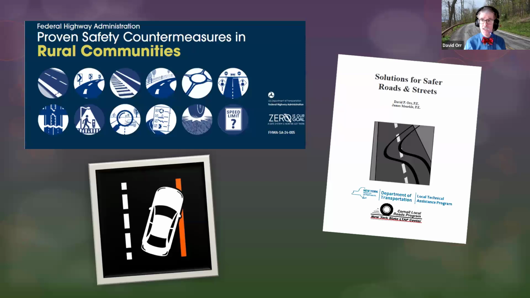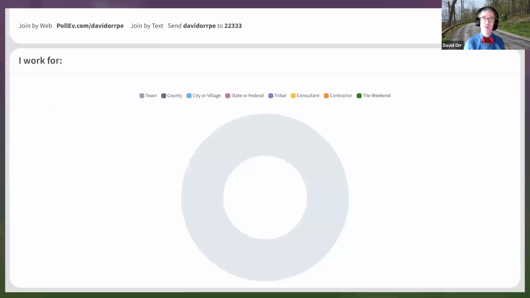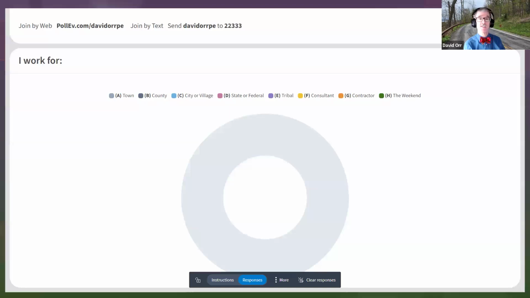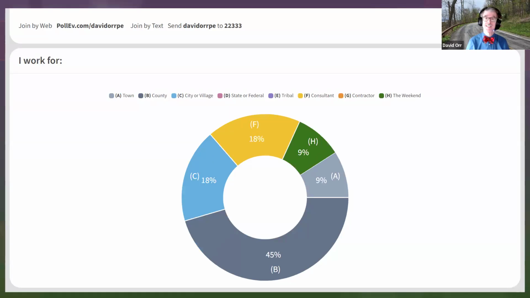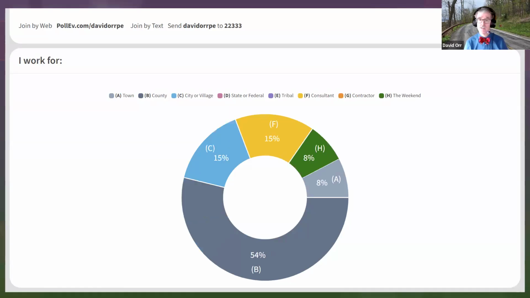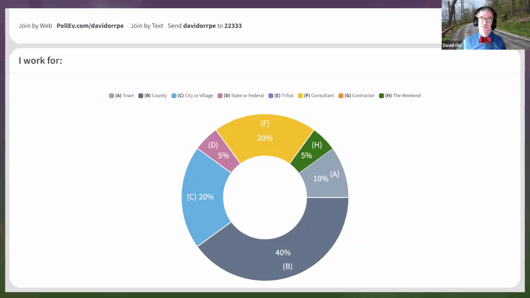Now, a bit of a welcome and to say hello, and we'll, of course, do a poll to get started. Helps me see who's on the session today. And let's start with who you work for. Do you work for a town, a county, a city, or village? Are you with the state or the feds? Are you tribal? You're a consultant? You're a contractor? Or everybody's working for the weekend. So we'll see what we have here today.